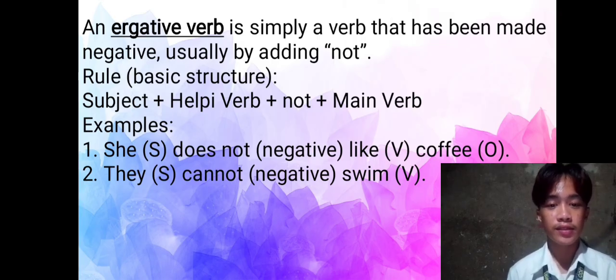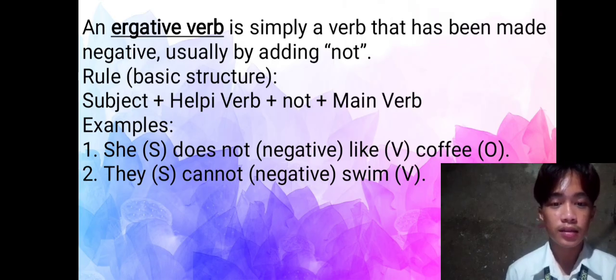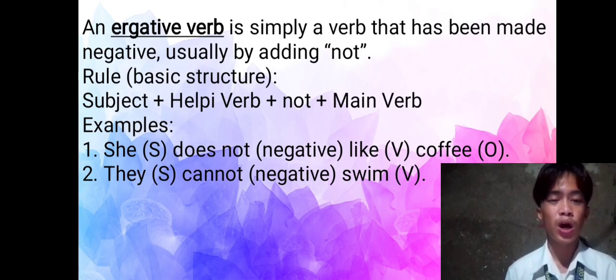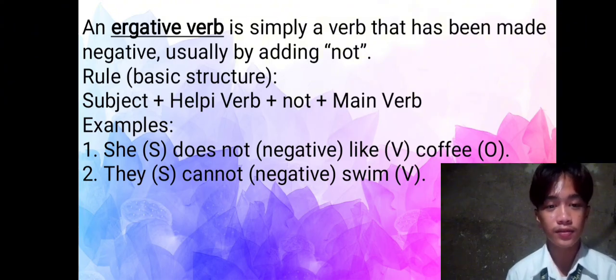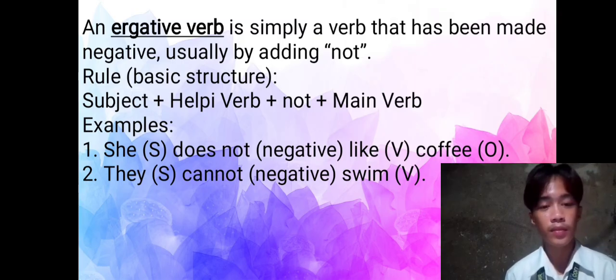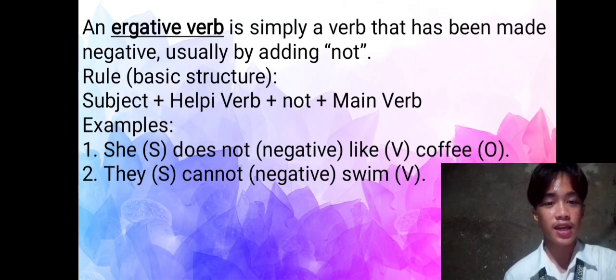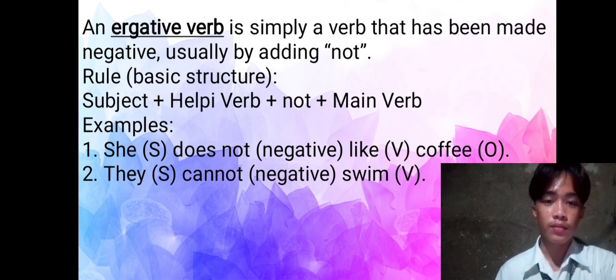Next, we have the sentence, they cannot swim. So our subject here is they, our negative is cannot, and our verb is swim, and that is the ergative verb.